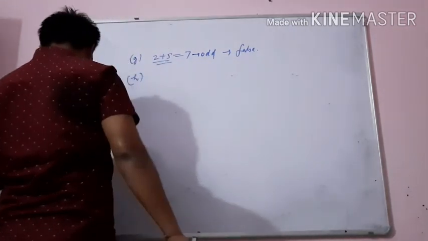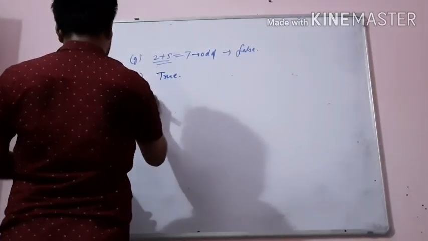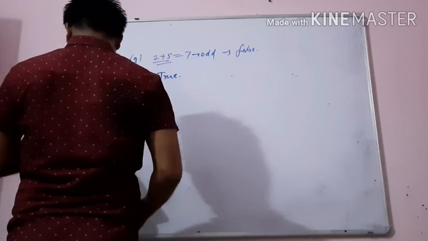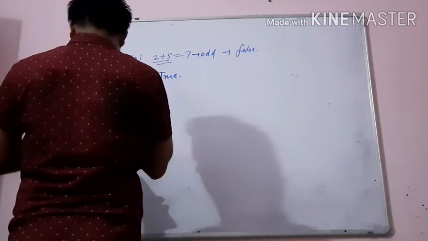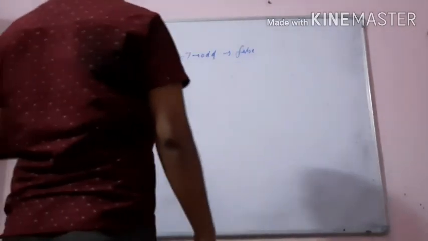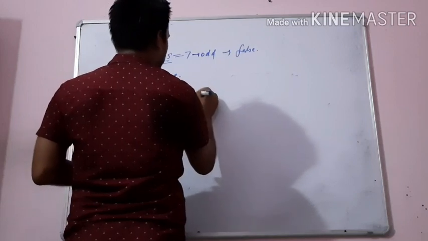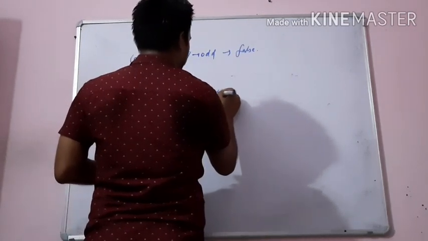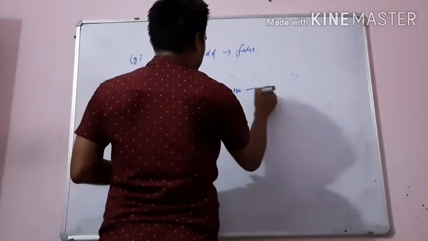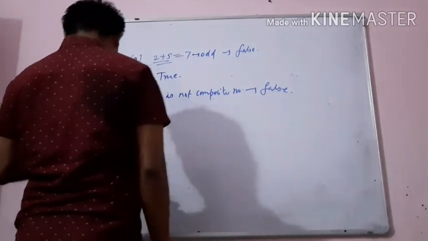Now H. 2 is the only even prime number. True. I. All even numbers are composite numbers. No. 2 is not a composite number. So false.